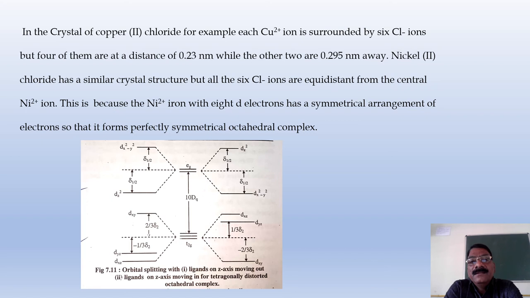See in the figure, there is the partial splitting of orbitals, ligands on the z axis moving out and ligands on the z axis moving in for a tetragonally distorted octahedral complex.